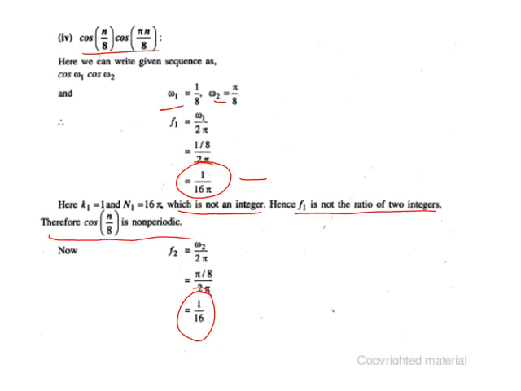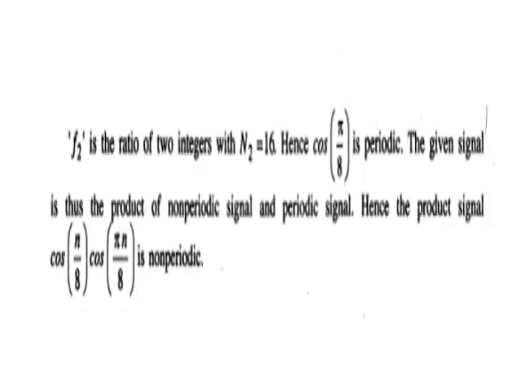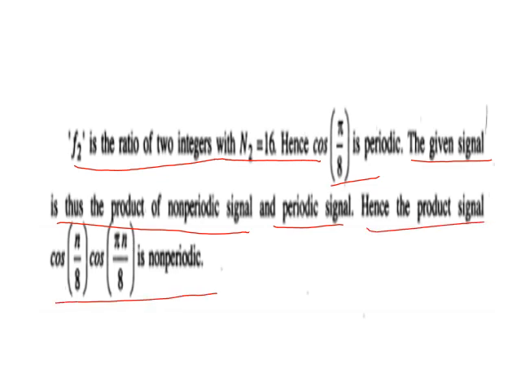But in place of f2 we are getting 1 by 16. So f2 is the ratio of two integers, hence it is periodic. The given signal is the product of a non-periodic signal and a periodic signal, hence the product signal is non-periodic. In these two signals, the first signal, that is cos n by 8, is aperiodic, whereas cos pi n by 8 is periodic, and it is the product of the two signals. Therefore, it is the product of periodic as well as non-periodic signals, so the resultant signal will be non-periodic.